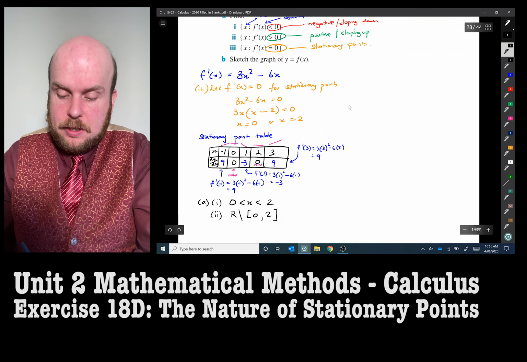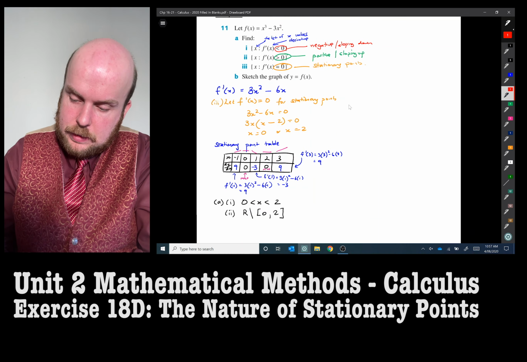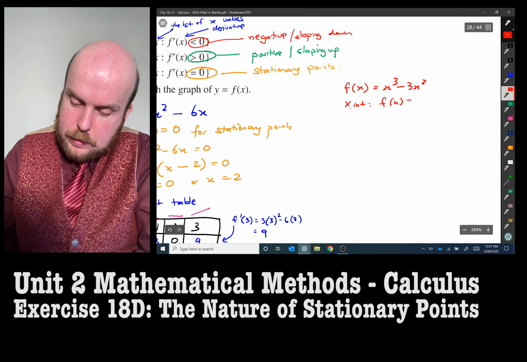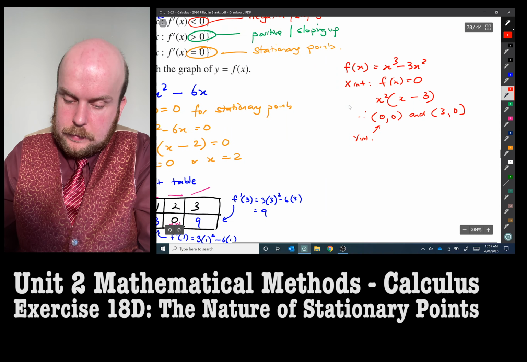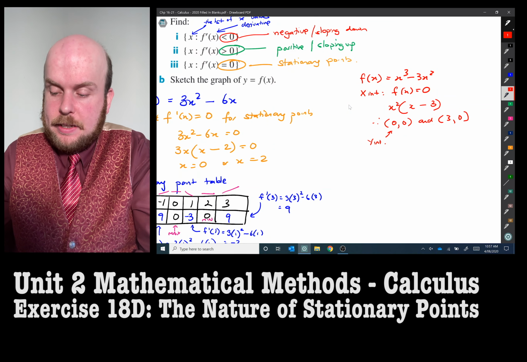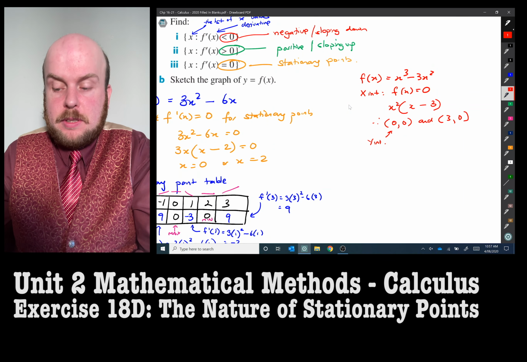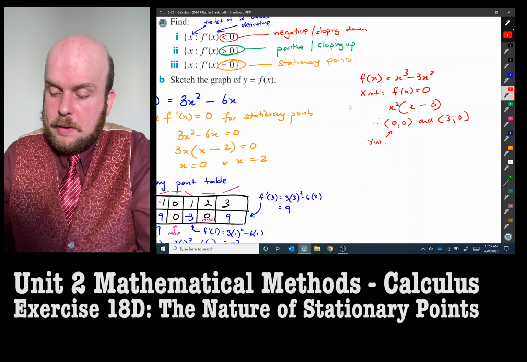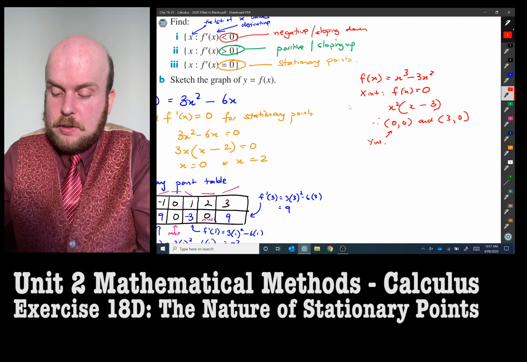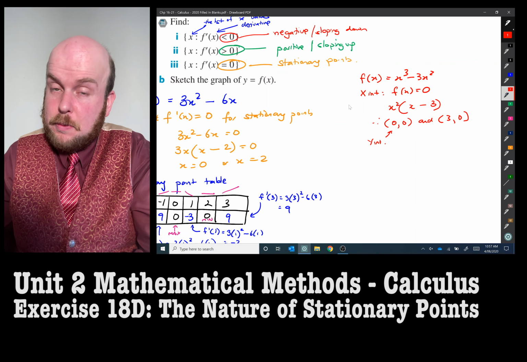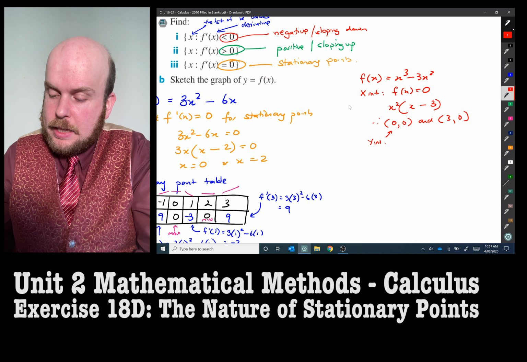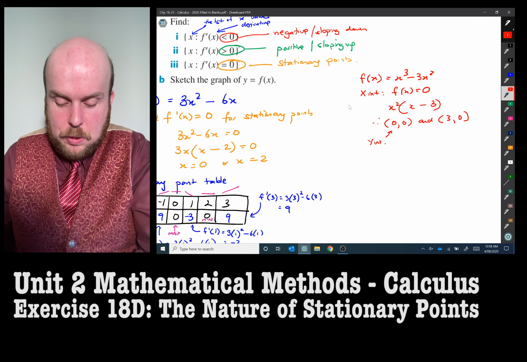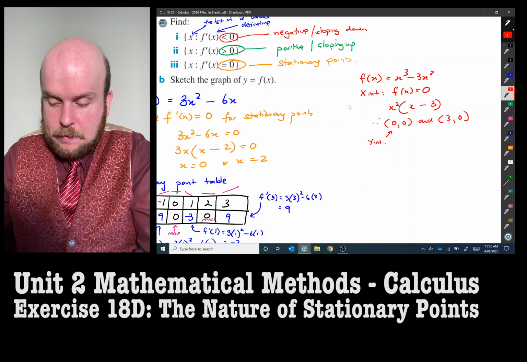Now we just need to sketch the graph. So we found our x-intercepts by making the original graph equal to 0, and we know that one of them is going to be at (0, 0), which is also the y-intercept and also one of our turning points. And then we've got an x-intercept at (3, 0). So we just need to know where the minimum point is, that when x equals 2.